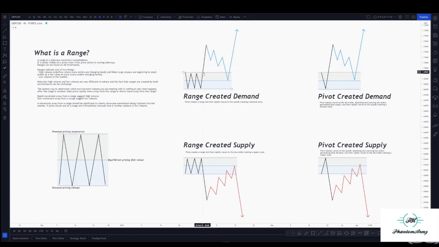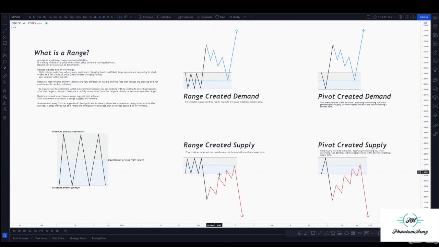We don't trade the initial reaction out because we don't know which way it's going to move. We instead wait for price to return back to that demand zone to look for entries. The same can be said for range created supply. We see that sideways range. We see price expand out of that range to the downside, and then we see price return back into that range and then continue.